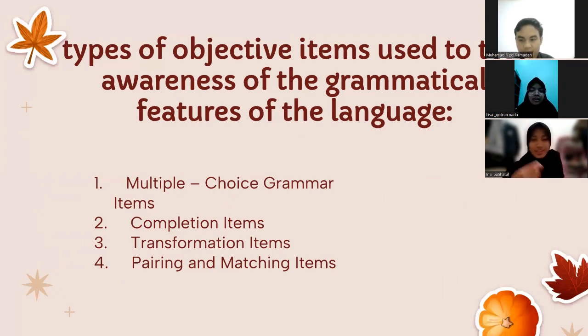So, there are types of objective items which test awareness of the grammatical features of the language. The first is multiple choice grammar items. The type of multiple choice item preferred by many constructors of grammar tests is the incomplete statement type with a choice of 4 or 5 options. This item might be written in any of the following ways.